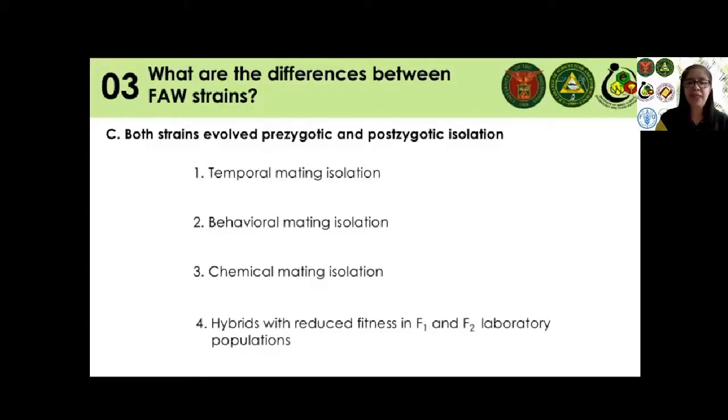So these hybrids have a reduced number of egg masses deposited, reduced number of larvae, reduced number of females, shorter pupal development time, and shorter female and male longevity.